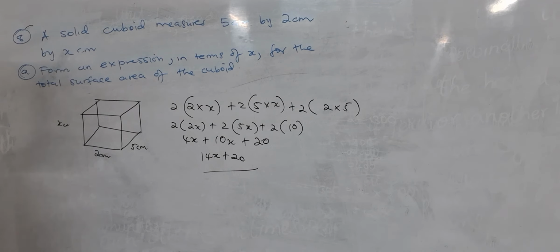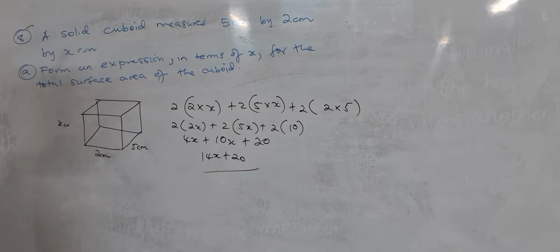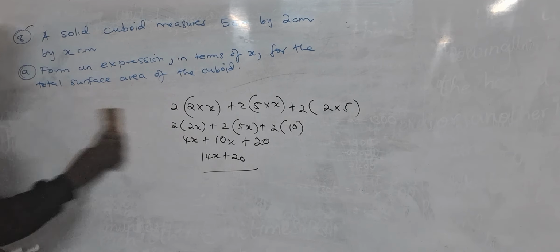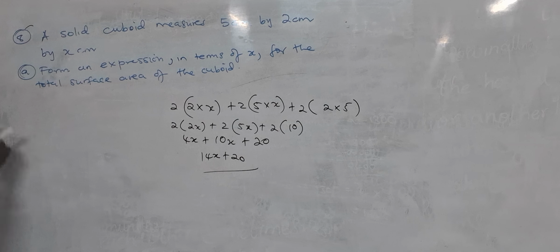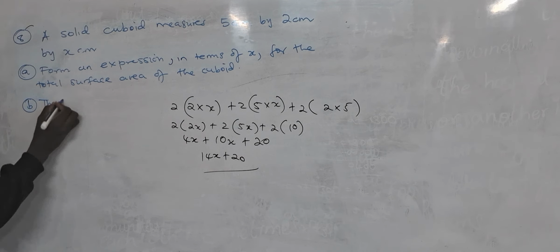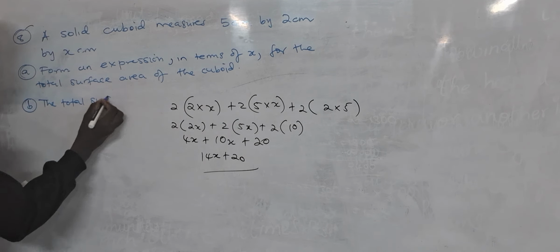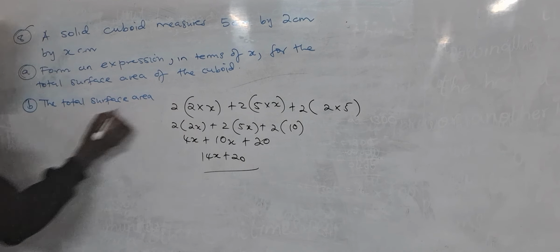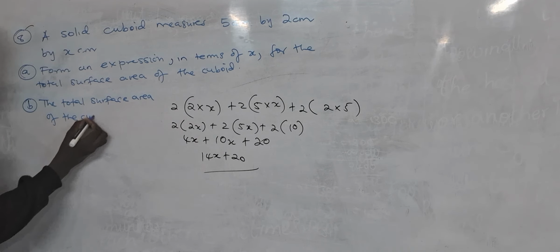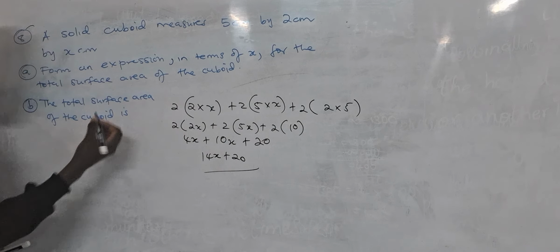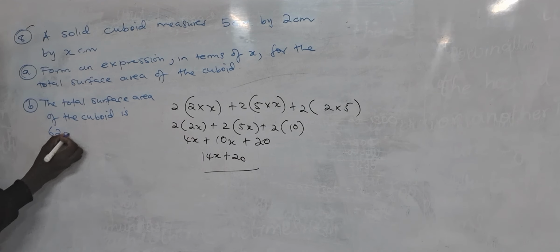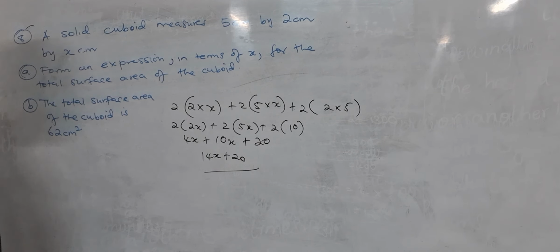Now let's move on to B. The total surface area of the cuboid is 62 square centimeters. This is B. The total surface area of the cuboid is 62 square centimeters. Now form an equation in x.